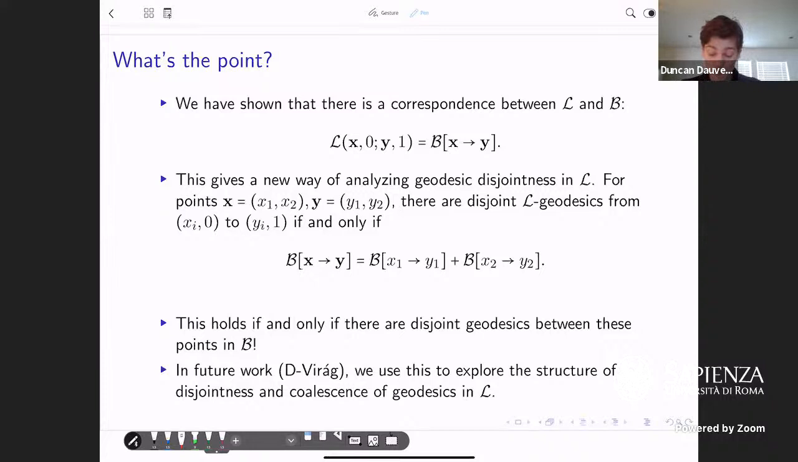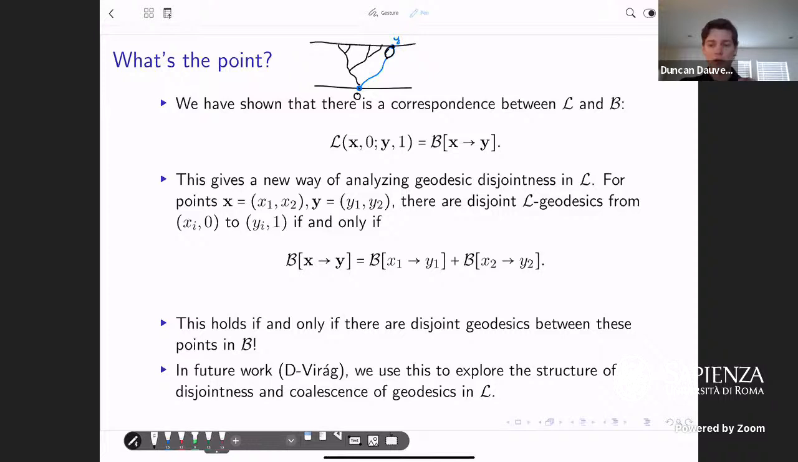And you can really get a lot of mileage out of this. You can use this correspondence to start exploring the structure of disjointness and coalescence of geodesics in L. Maybe I'll just give one example. Say I'm looking at the directed landscape and at my geodesic tree from zero, and I want to understand the process of points Y where I see two geodesics from zero to Y. This turns out to be almost surely a countable set. And what you'll see with all these geodesics is a little bubble on the other end here. You can ask, what can we say about this process?